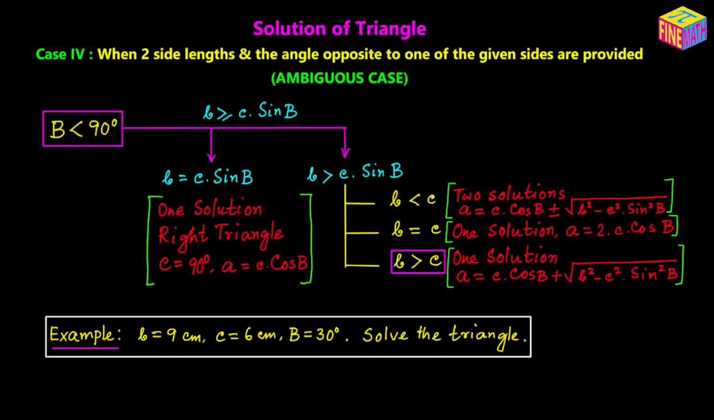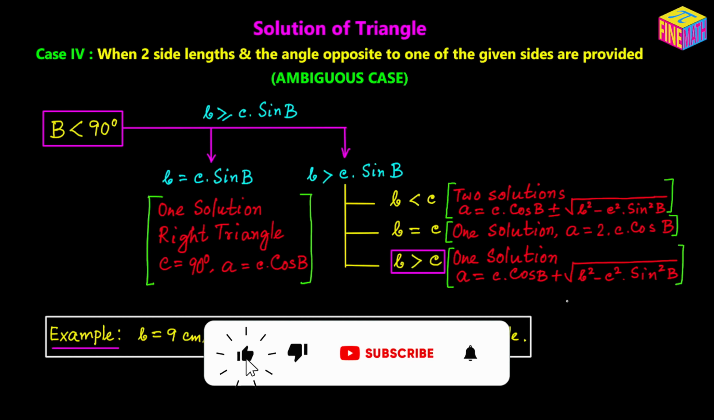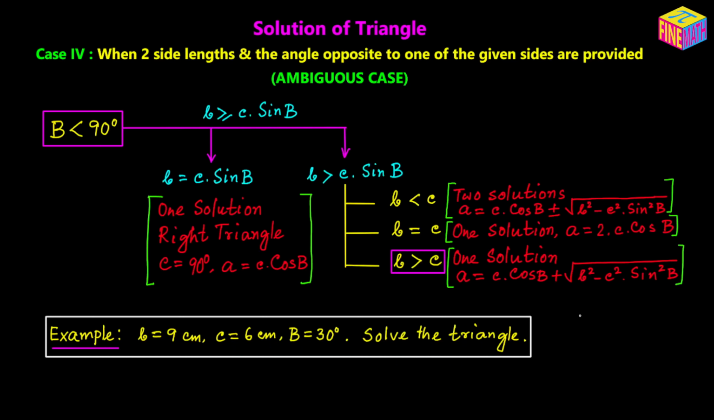Hi everyone. In this video we are going to discuss the last example from the ambiguous case. Here we are going to take an example where side length b will be greater than c times sine of B, and also side length b will be greater than c. I have highlighted the scenario here in a pink box, and for this particular scenario there will be only one solution, and the side length a will be c times cosine of B plus square root of b squared minus c squared times sine squared of B.